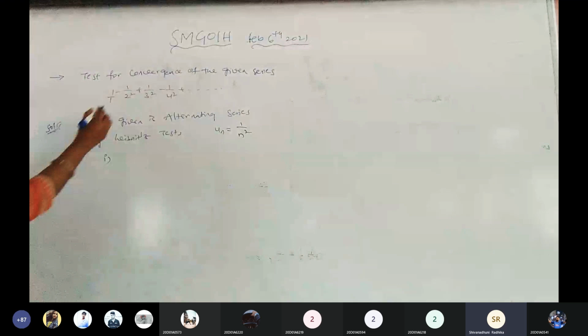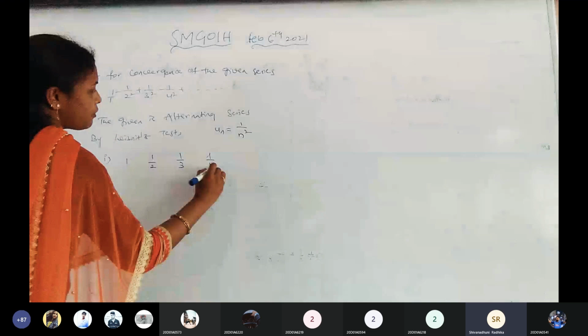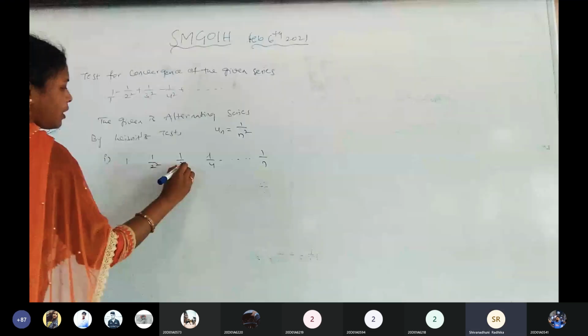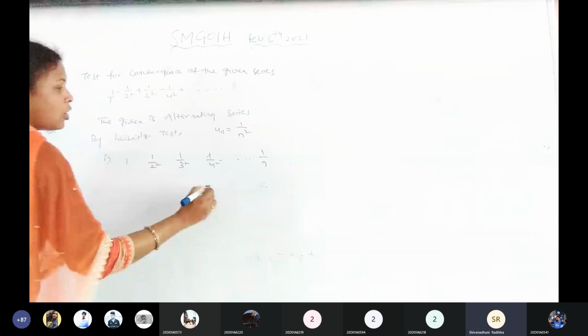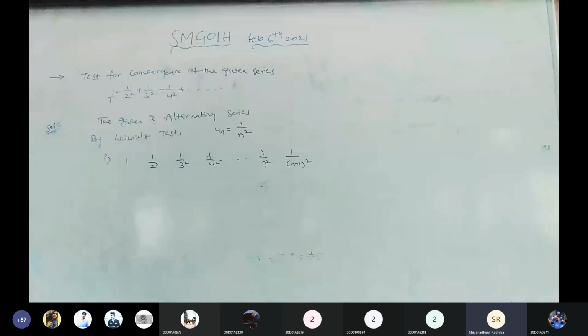Now, the first term is 1. The second term is 1 by 2 square, and here it is 1 by 3 square, and here 1 by 4 square, up to 1 by n square. The squares are common, those are repeated. The next term is 1 by n plus 1 whole square. Is it clear? Now we need to check the conditions.